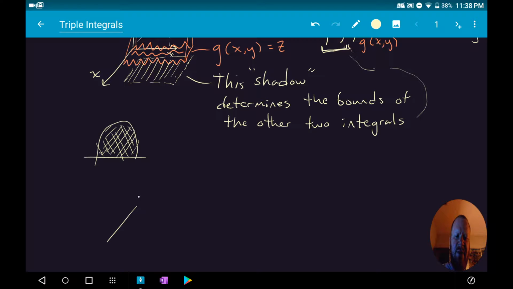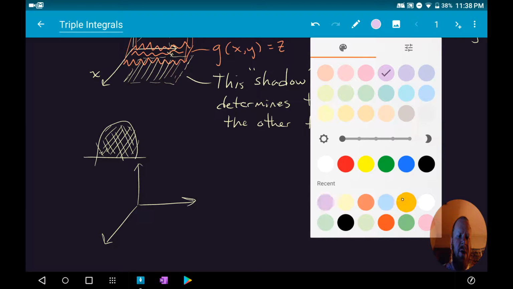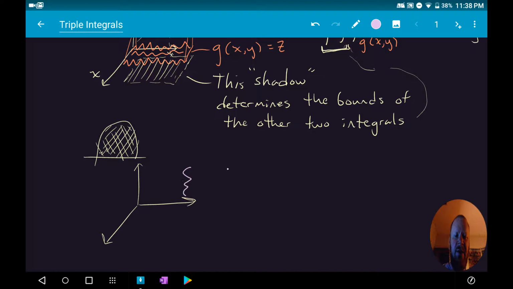Just to see some contrast here before we get into an example, we can also look at a situation where, let's say I've got my wavy surface out here.